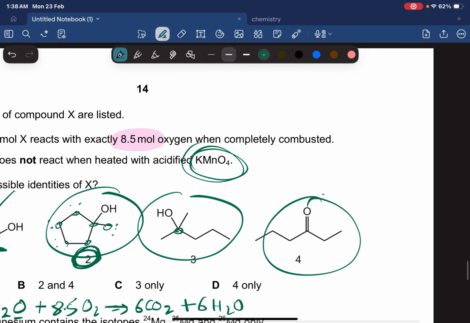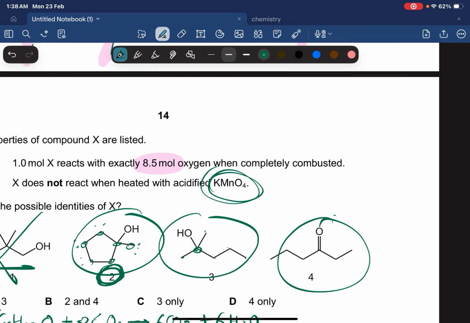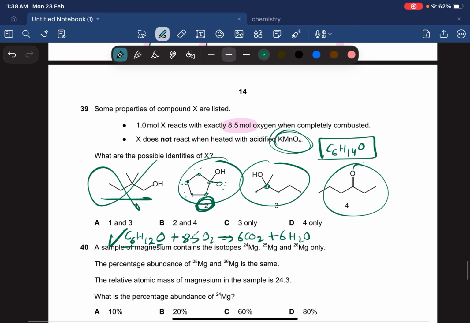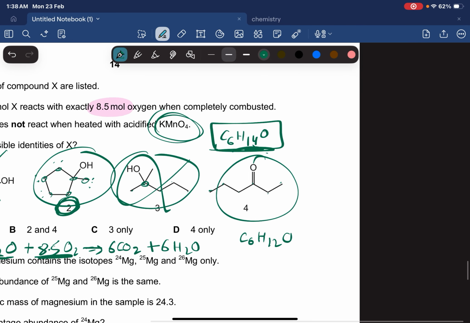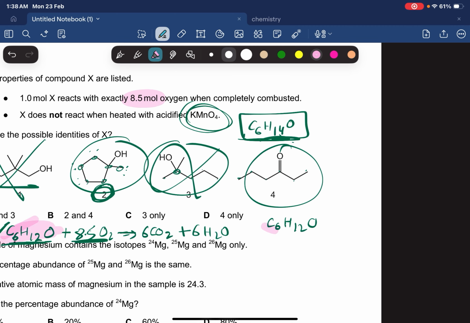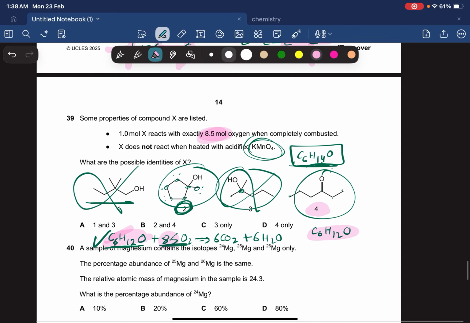Now I check for 3. 1, 2, 3, 4, 5, 6 carbons. C6H is going to be 1, 2, 3, 4, 5, 6, 7, 8, 9, 10, 11, 12, 13, 14. When I balance this, I cannot get 8.5. Cross. Now for this, 1, 2, 3, 4, 5, 6. C6H is going to be 1, 2, 3, 4, 5, 6, 7, 8, 9, 10, 11, 12. And then O. You can see for yourself, this has the same molecular formula as the other one. So when I balance this as well, I'm going to get 8.5. And I need exactly 8.5. So it's 2 and 4 that give me 8.5.